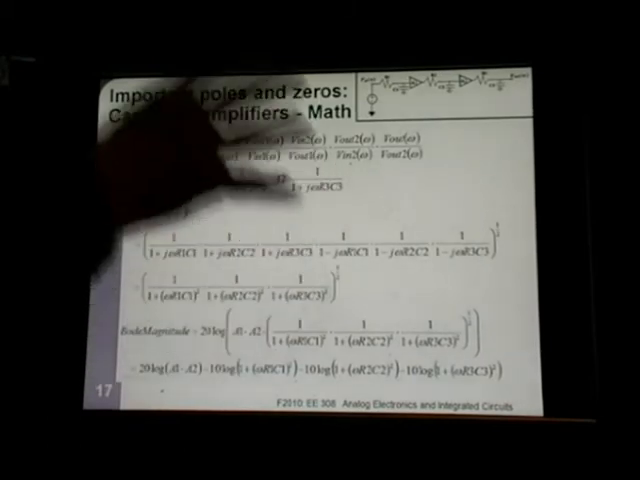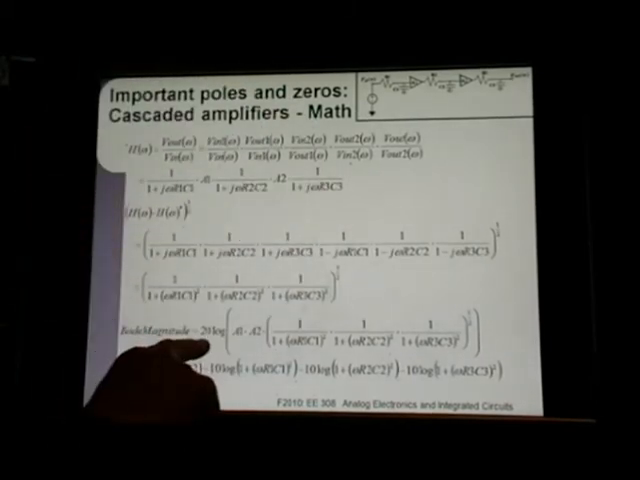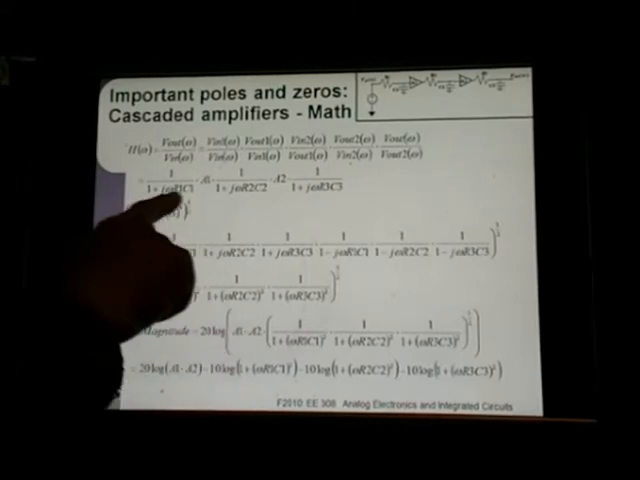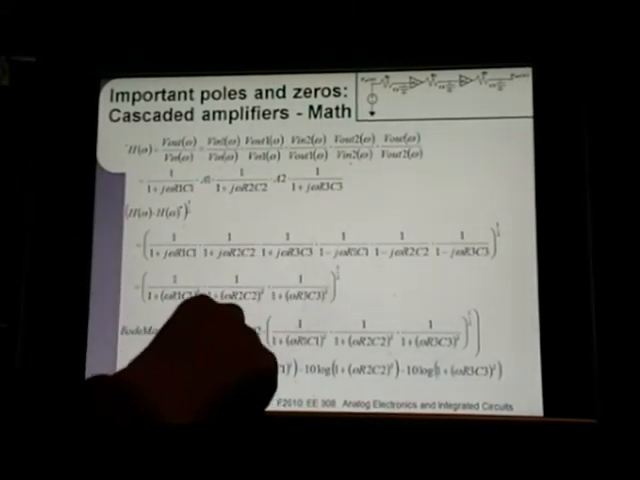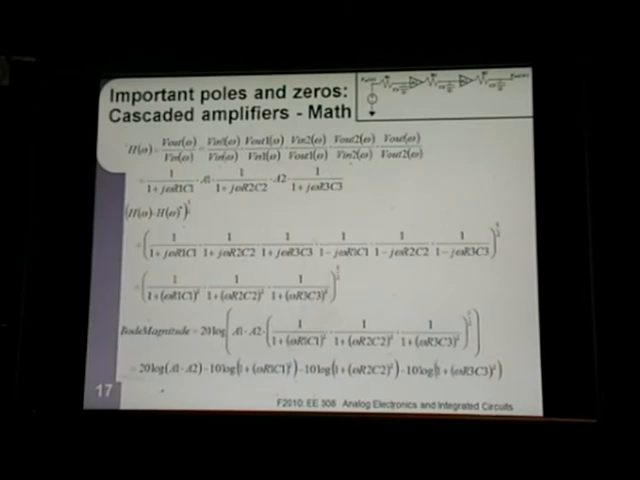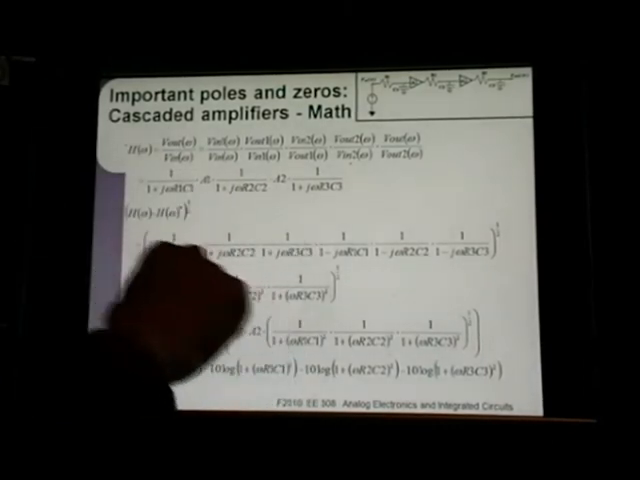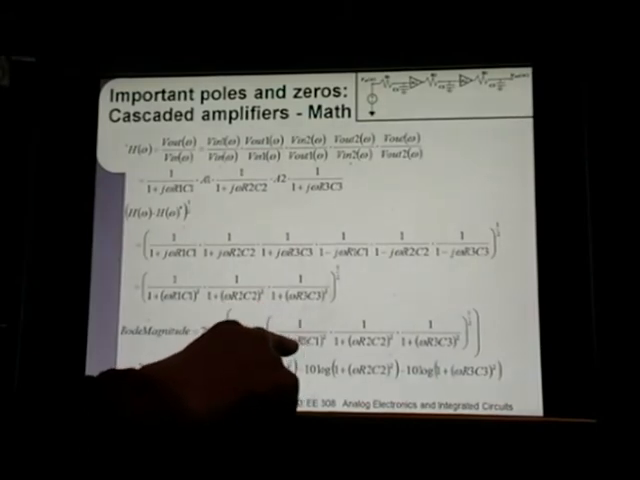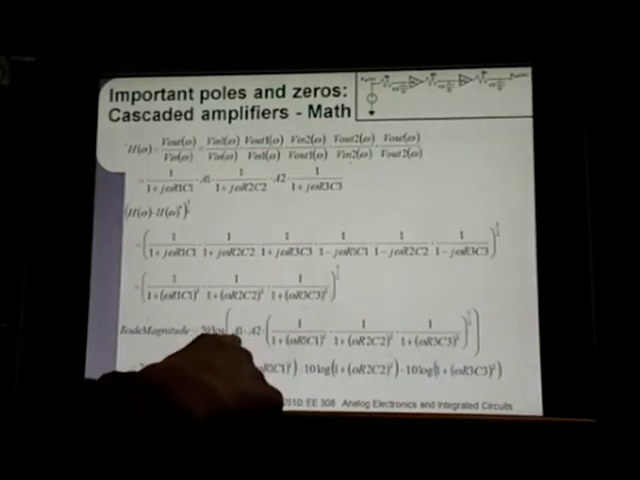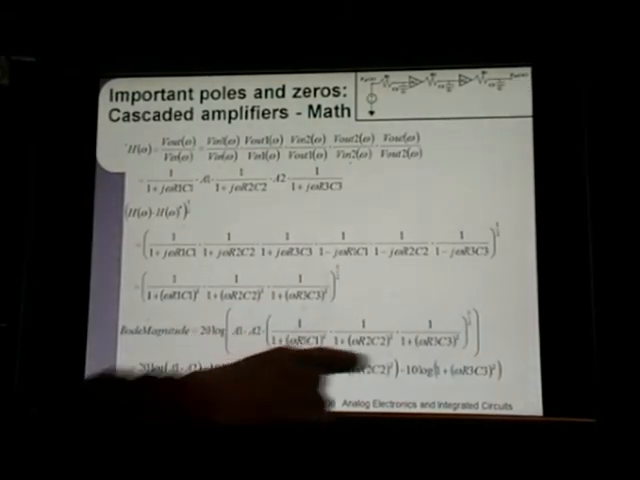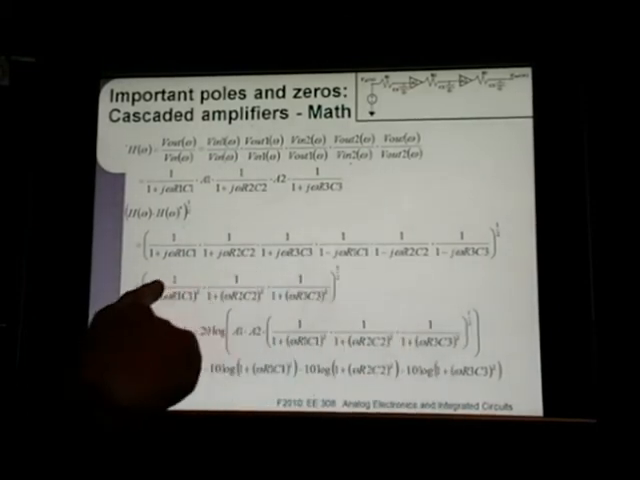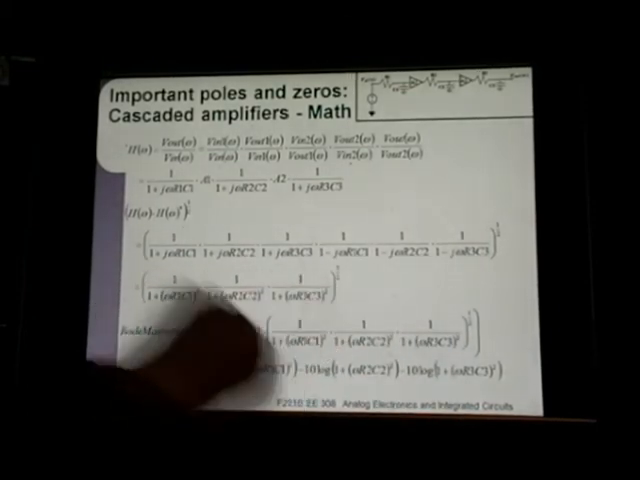Okay, so if you put this all into a log equation, you have 20 log of, here's your two gains. They're constants. They weren't complex, so they weren't involved in getting rid of the imaginary values. A1 times A2, and then you have your magnitude calculations. It gives you this term.